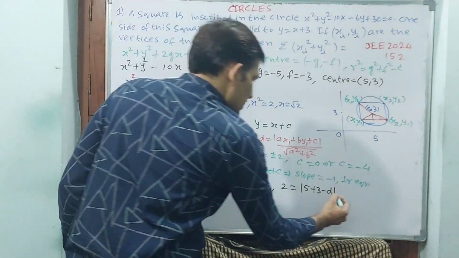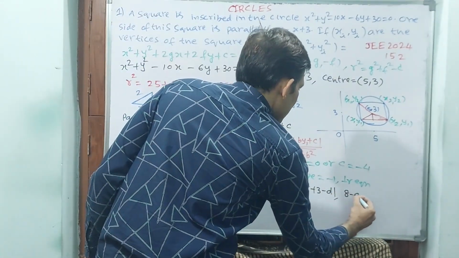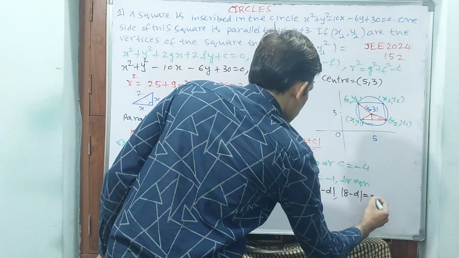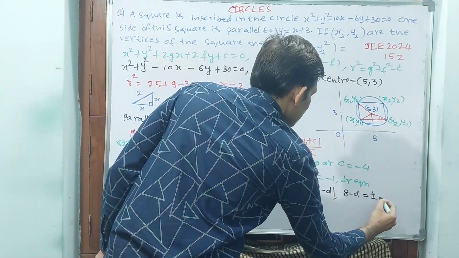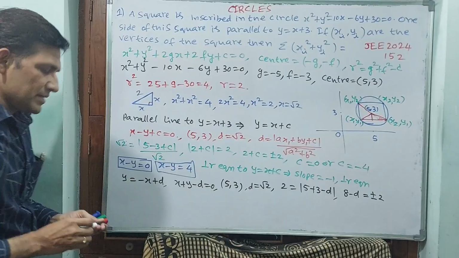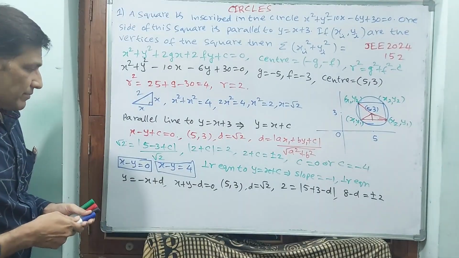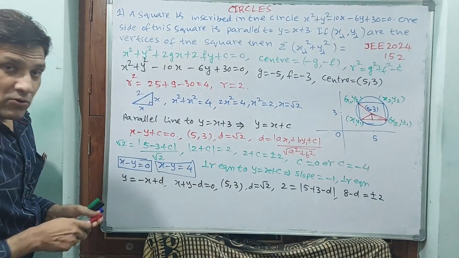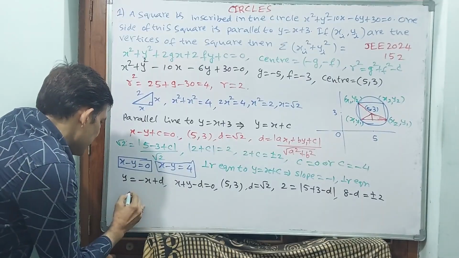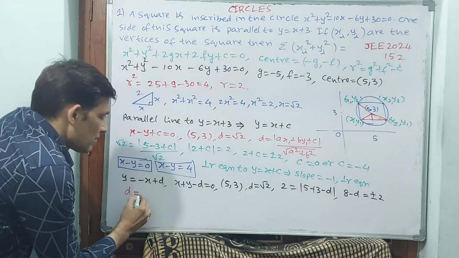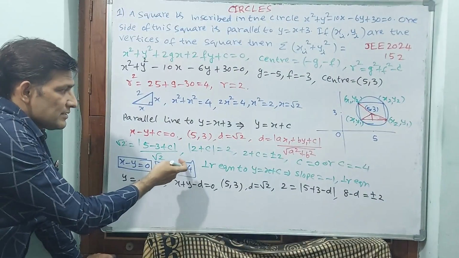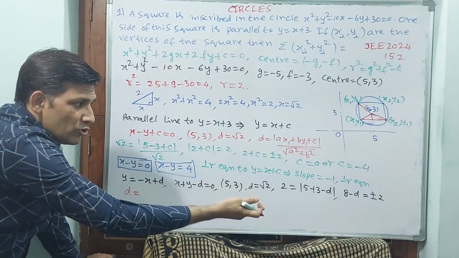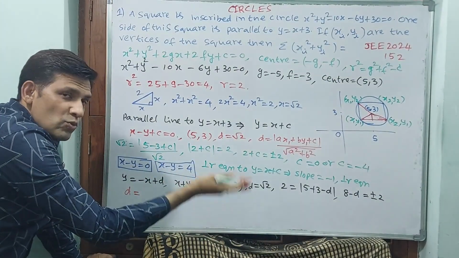Okay, now you tell me what is this? Modulus of 8 minus d is equal to, or else shall I jump one step? 8 minus d is equal to plus or minus 2. Do you accept it? Okay, definitely. Now d I am sending that side. If I send d that side, d means you are not a distance, constant d. Okay, d is equal to 8 minus 2, 8 plus 2.